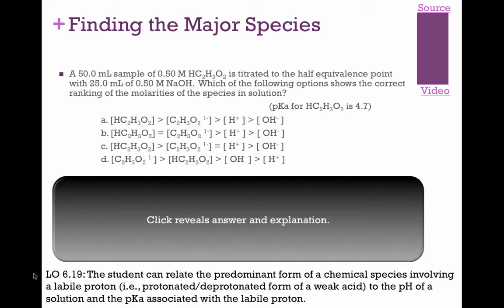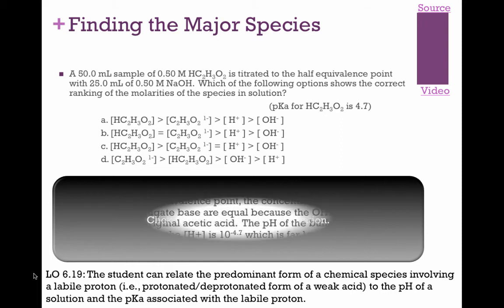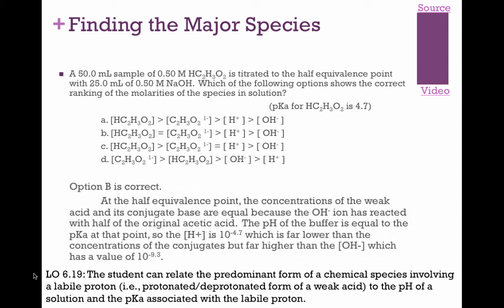At the half equivalence point, why does pH equal pKa? These are equal. Your weak acid and the conjugate are equal. Which of these has your weak acid and your conjugate equal? B. Okay, that's going to be the right answer. And then you do have some H plus in solution because this does ionize a small amount. OH minus is going to be the least concentration because at the half equivalence point, you still have buffer that's neutralizing any added base.